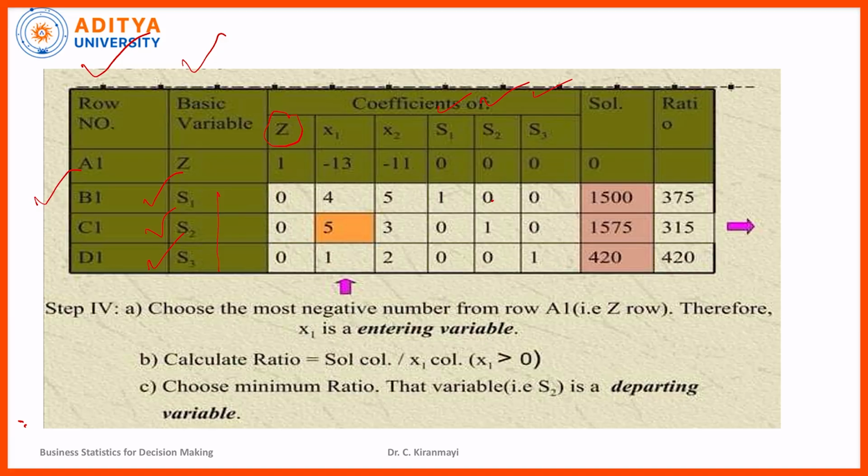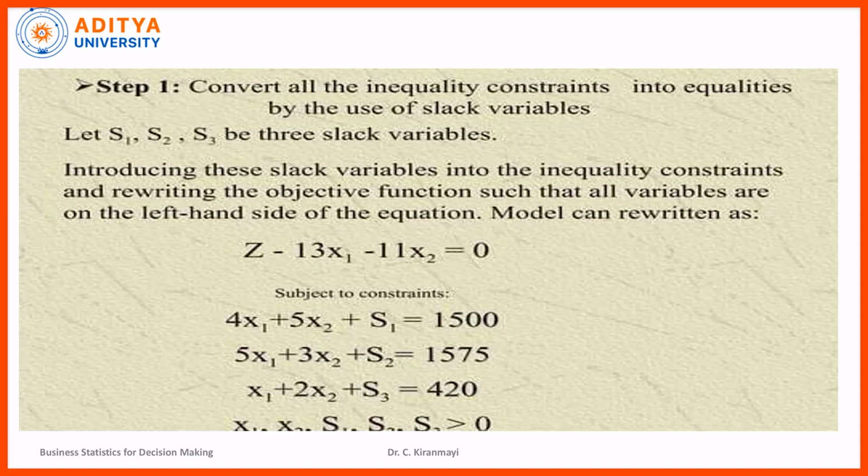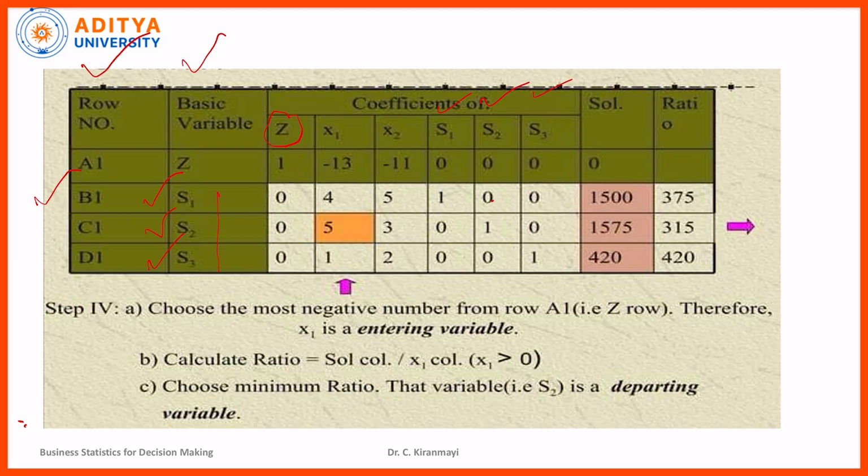And for S2, in the second inequality, the coefficient of x1 is 5, the coefficient of x2 is 3, and S2 is 1. There is no S1 in the second inequality, therefore it is 0, S2 is there and its coefficient is 1, and there is no S3 in the second constraint, therefore its value is 0. And likewise, we have to enter all those values of S3 from the third constraint for the third row.